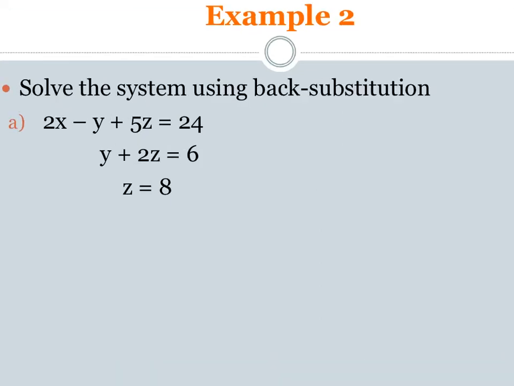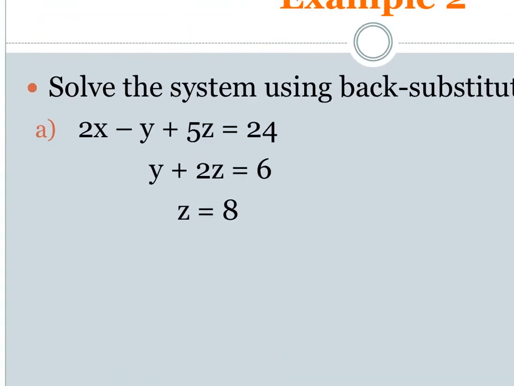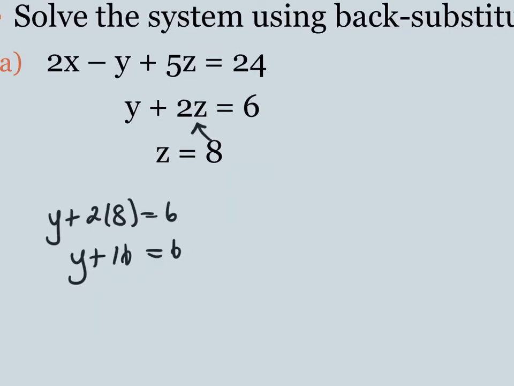Moving on. I'm going to go through this one quickly because this is fairly easy. But we're going to solve using back substitution. So I'm going to take 8 and I'm going to plug it in where? So I have y plus 2 times 8 equals 6. y plus 16 equals 6. So y equals what? Negative 10. All right, now I know what y is. I know what z is. I'm going to take those two and I'm going to plug them into the top.